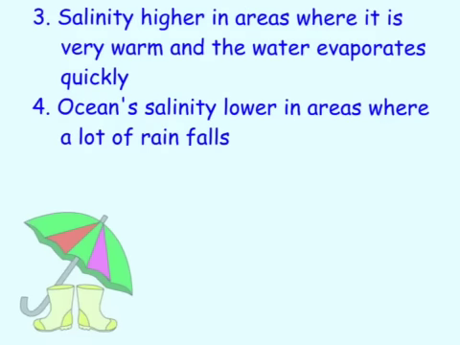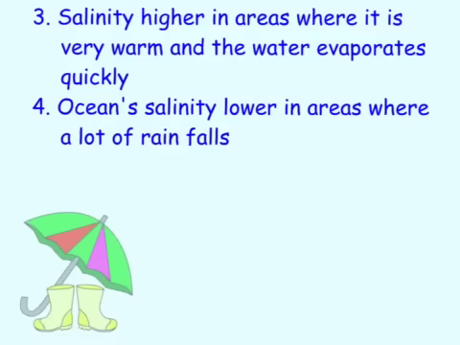Salinity is also higher in areas where it's very warm and the water evaporates quickly. As the water evaporates, it leaves the salt behind, just like if you have a baseball cap on in the middle of summer and you get all sweaty and then it dries out and it leaves that white crusty stuff behind. That's the salt that gets left behind when the water from your sweat is evaporating.